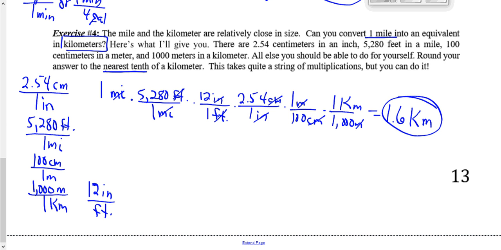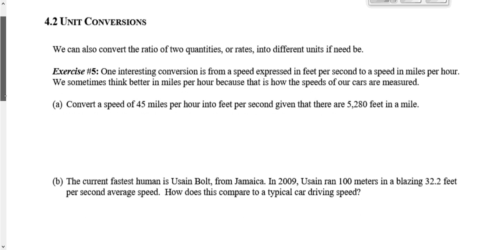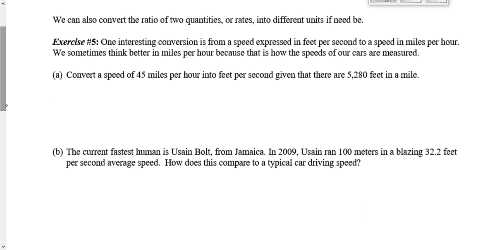Next page. There's a B on it. I'm going to do Exercise 5, a speed exercise, feet per second. We're going from miles per hour to feet per second, so we'll need to know some conversions, right? They want us to take 45 miles per hour into feet per second.